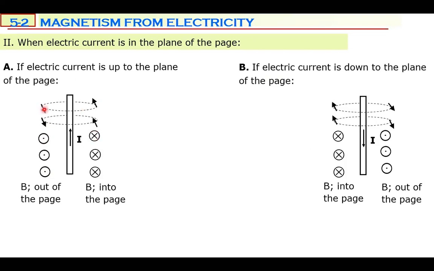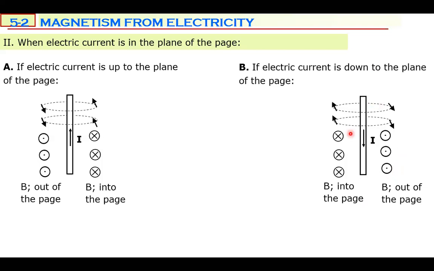So on one side it is out of the page, on the other side it is into the page. If you change the electric current direction, so if the current goes down in the plane of the page, the magnetic field direction also changes. This is one thing you should always remember. Electric current direction and magnetic field direction are dependent. If you change the electric current direction, you will change the magnetic field direction too.